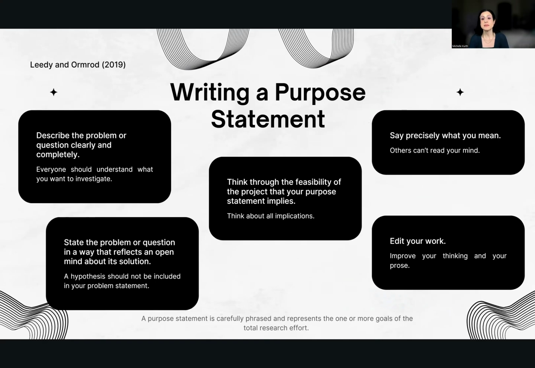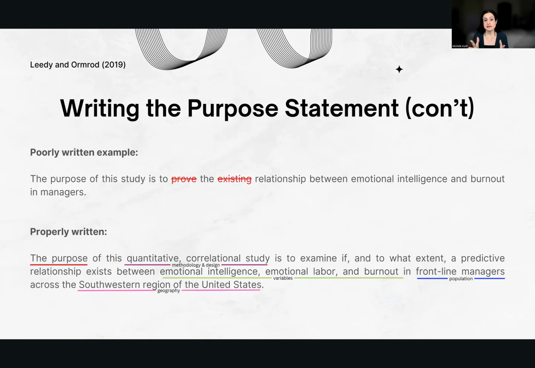So my research question might be, if I go back to this purpose statement and I want to align it, I've read all the literature on emotional intelligence, emotional labor, and burnout. I've identified that frontline managers are a vulnerable population, right? The lowest people in the hierarchy of leadership, oftentimes probably the most vulnerable to burnout. That's what I'm thinking, right? I've seen that in my experience being in HR for 20 years.